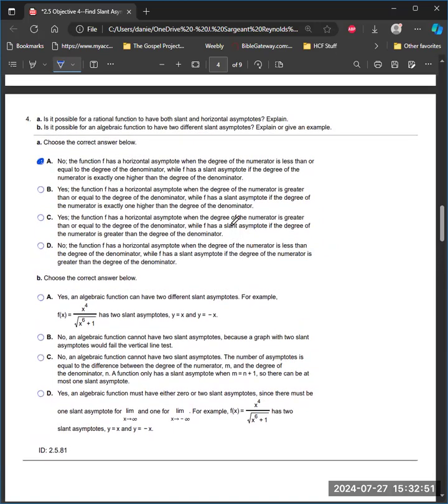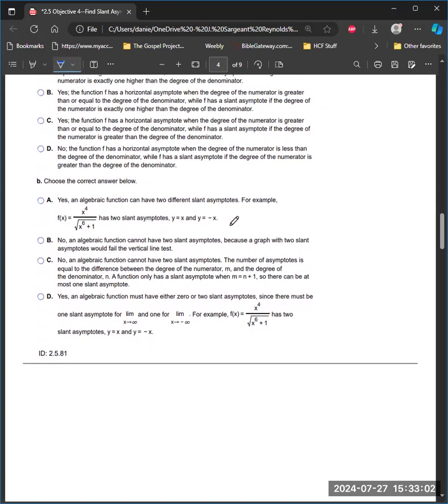B, is it possible for an algebraic function to have two different slant asymptotes? Explain or give an answer. Yes, an algebraic function can have two different slant asymptotes. For example, when I have f of x equals x to the fourth over the square root of x to the sixth plus 1, then it has two different slant asymptotes, y equals x and y equals negative x, depending whether you're going to positive or negative infinity there. So that's absolutely okay to have that.